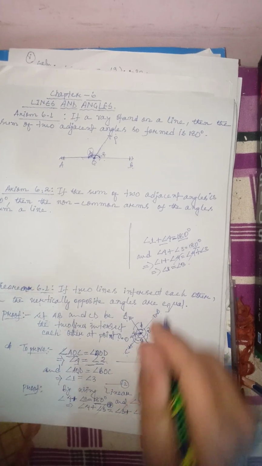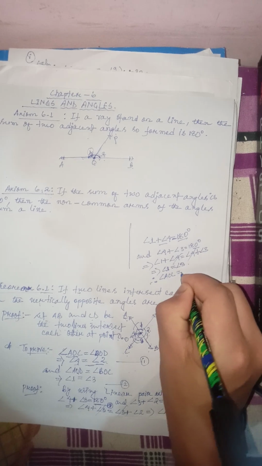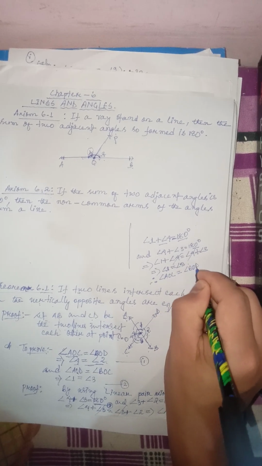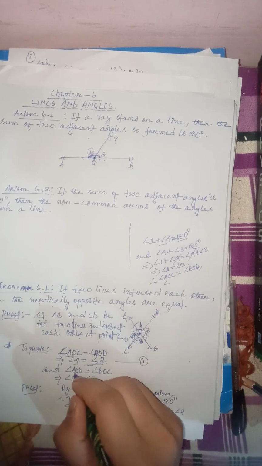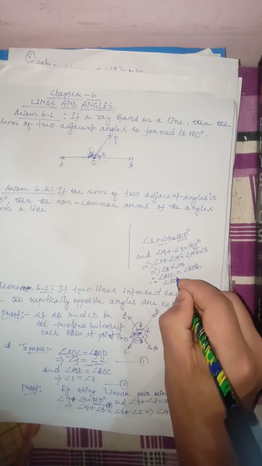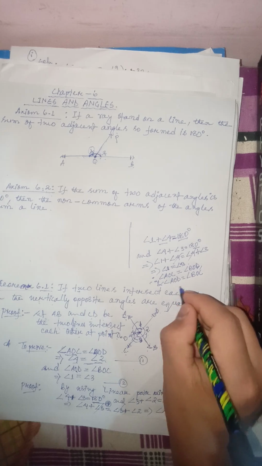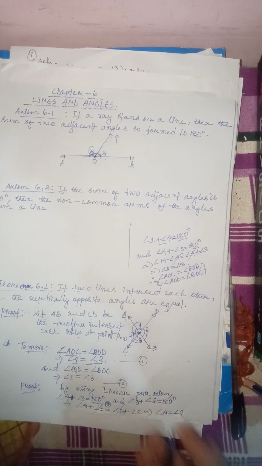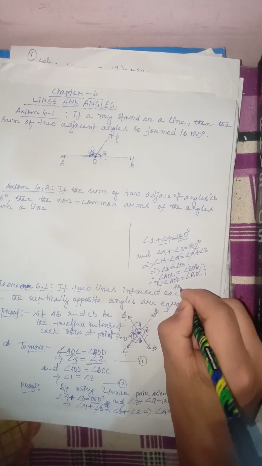Now, we have proved the two things. First, angle AOC equals angle BOD. And after that, angle AOD equals angle BOC, right? Now the two things which we needed to prove to make the theorem true, we got them. Thus, we can write: hence proved.